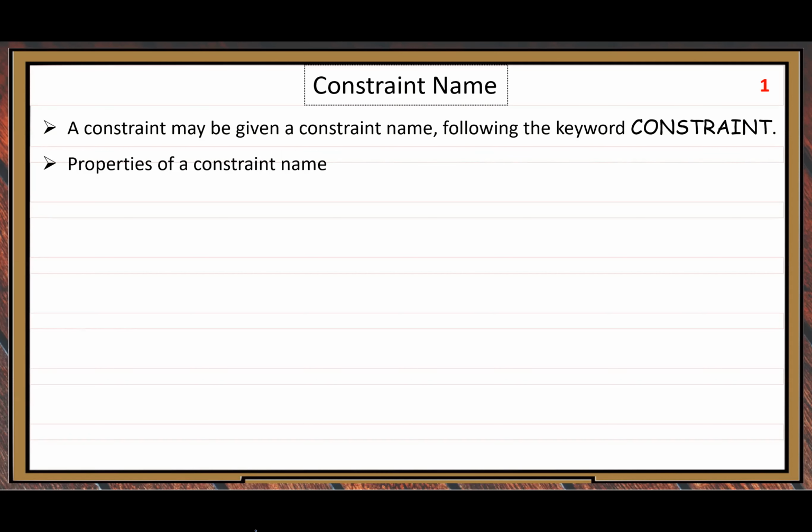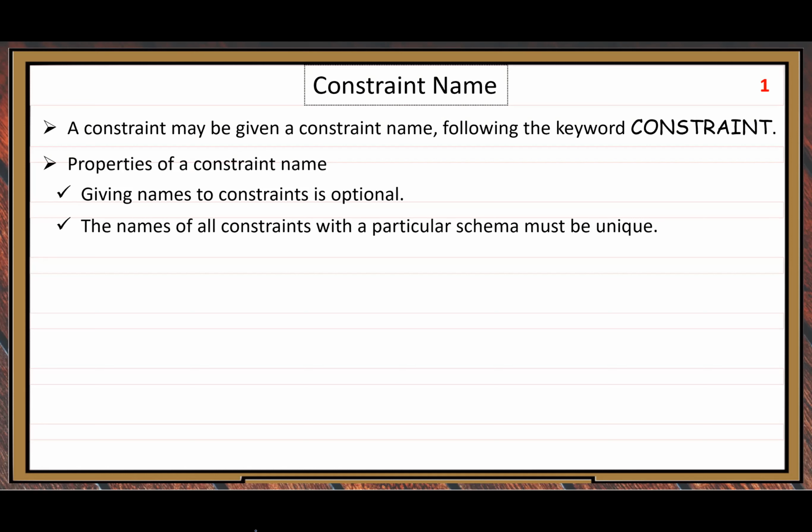Properties of a constraint name. Giving a name to a constraint is optional. Sometimes you may have some reason for not choosing a name, but you need to know that if later you want to do something on this constraint, you need to be prepared for that part.